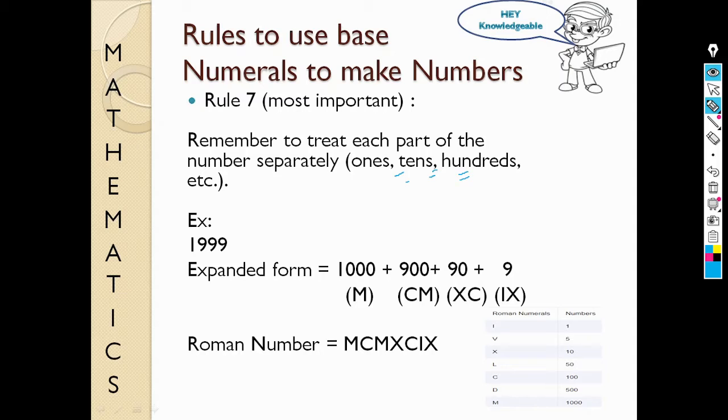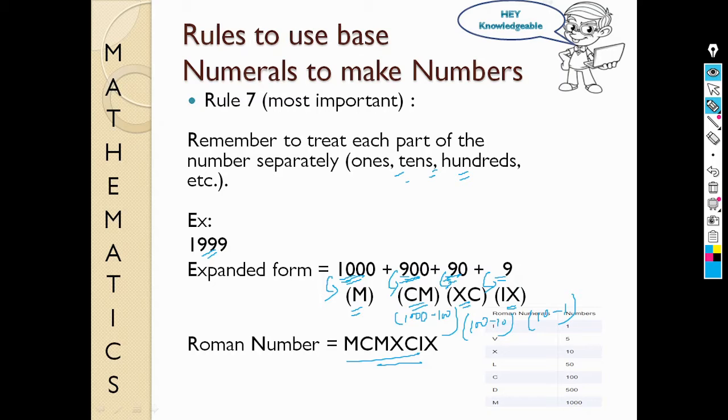So suppose you have been given 1999. First you write the expanded form, like 1000, 900, 90 and then 9, and then convert each of these numbers into a Roman number and combine them together to get the final number. So 1000 can be written as M, 900 can be written as CM, that is 1000 minus 100, and 90 can be written as XC, that is 100 minus 10, and 9 can be written as IX, that is 10 minus 1.